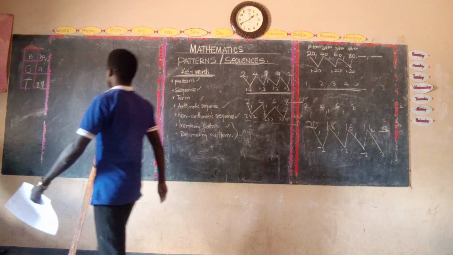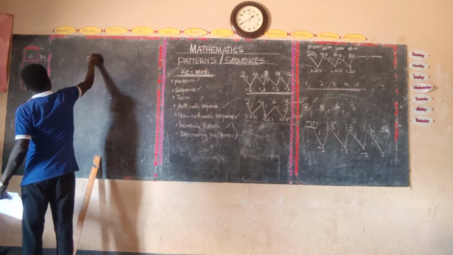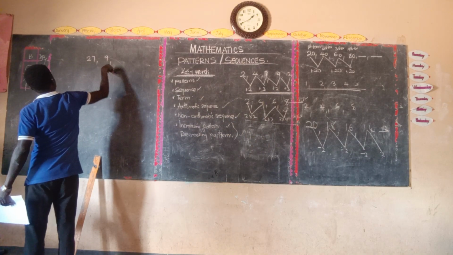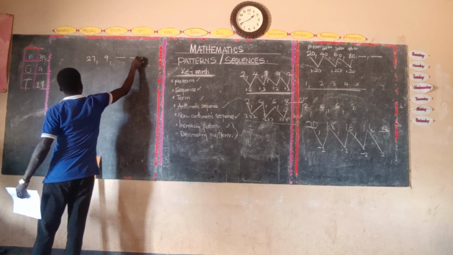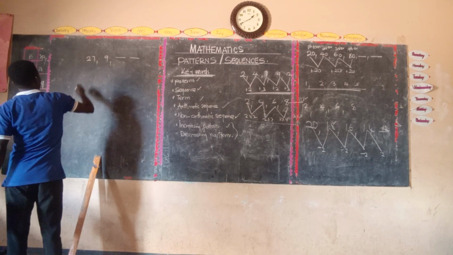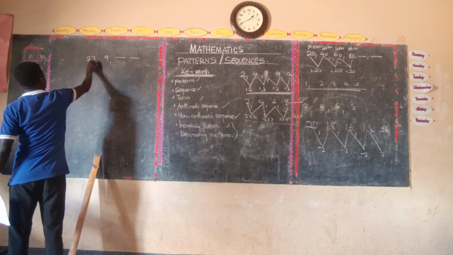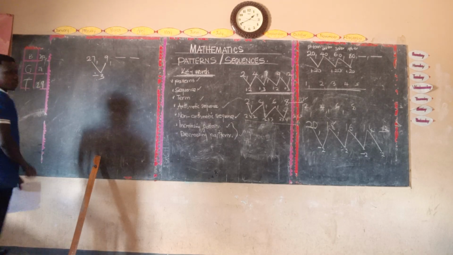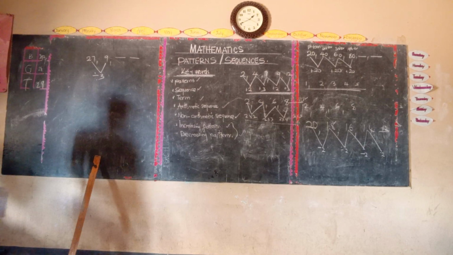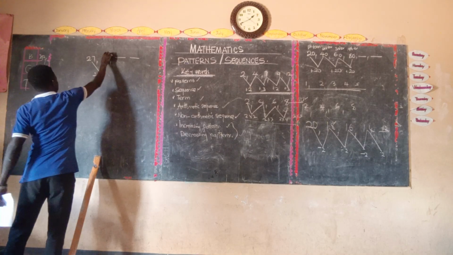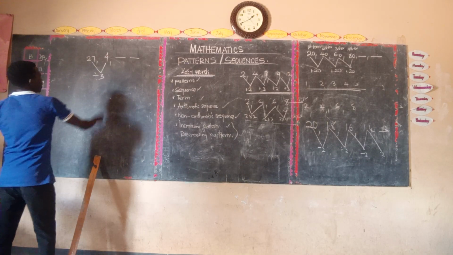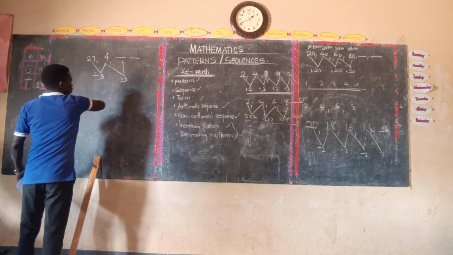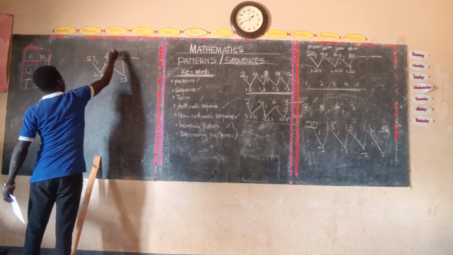Let's try this. I have 27, and then we have 9, then we have the next term. For me to get this, I divide by 3. When you look at 27 divided by 3, you get the next term, which is 9. When you look at 9 divided by 3, you get the next term, which is 3.